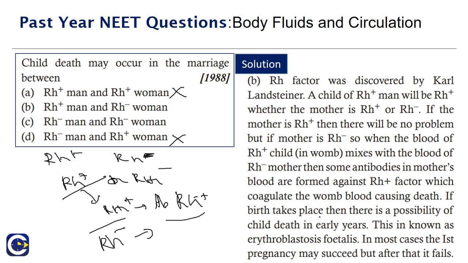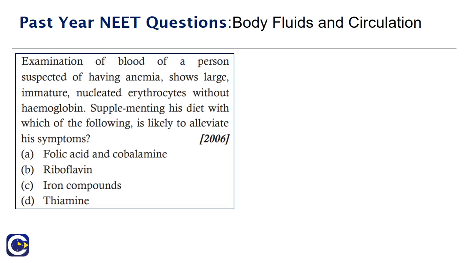If birth takes place, then there is a possibility of child death in early years. This is known as erythroblastosis fetalis. In most cases, the first pregnancy may succeed, but after it, the second pregnancy and the consecutive pregnancies may fail. So this is the explanation. The answer is Rh positive man and Rh negative woman.